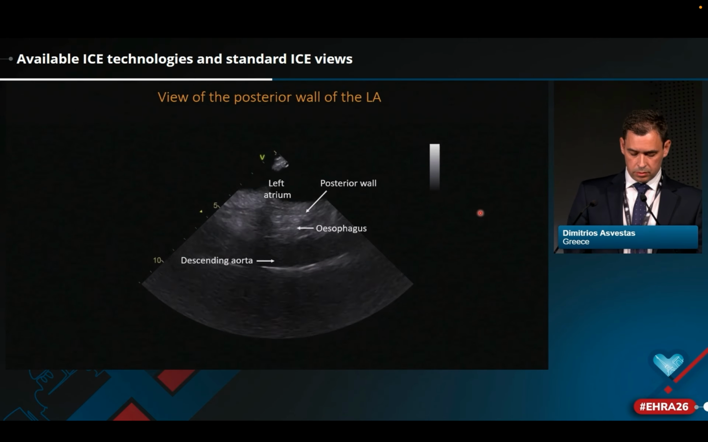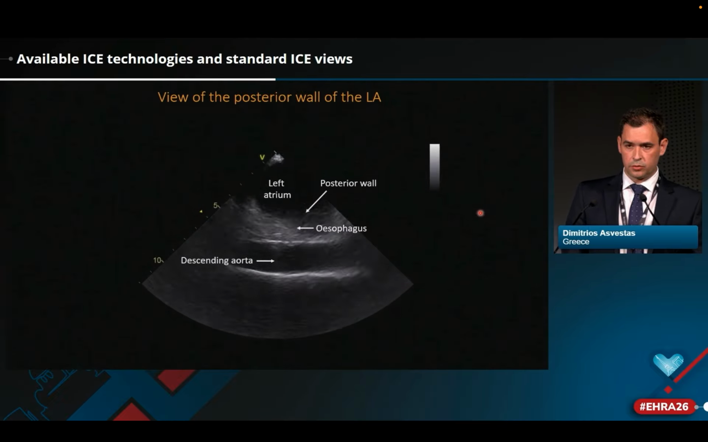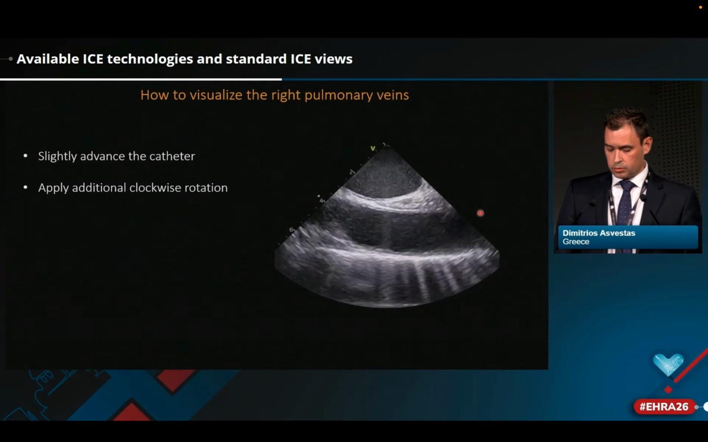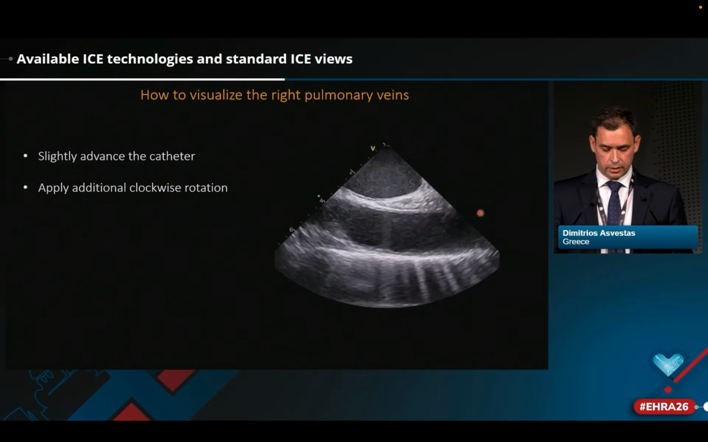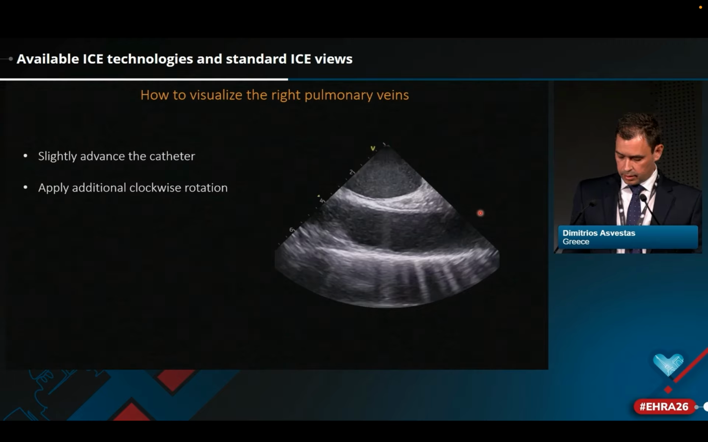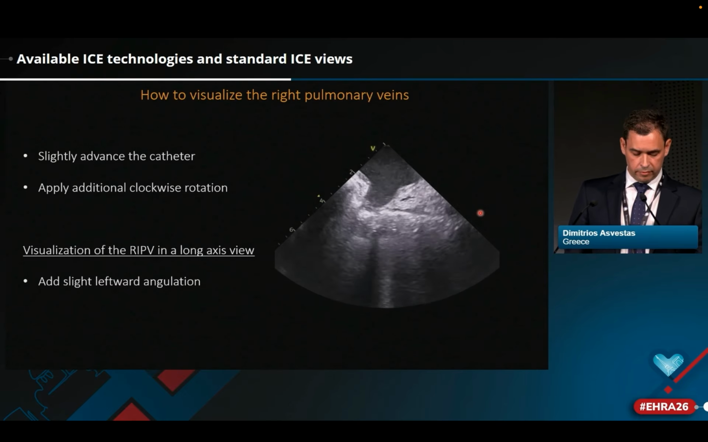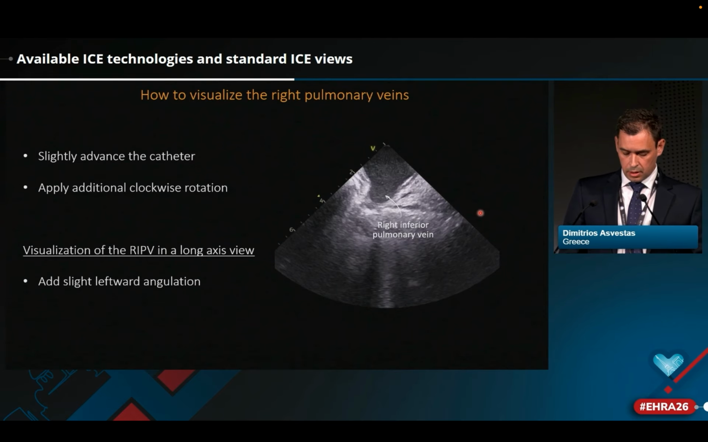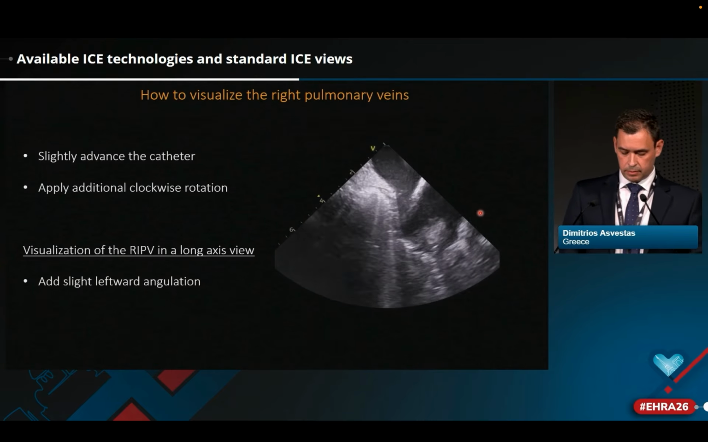Additional clockwise rotation reveals the left atrium and the posterior wall of the left atrium, as well as the esophagus and the descending aorta. Further clockwise rotation brings the right pulmonary veins into view with a slight advancement of the catheter into the high right atrium. First, we can see the right inferior pulmonary vein, in long axis view, with an additional leftward deflection. And with more clockwise rotation, we can see the right superior pulmonary vein.